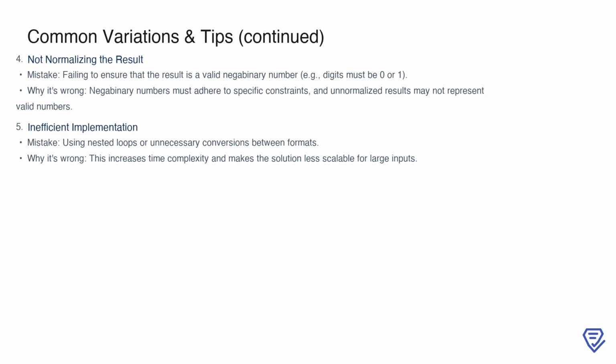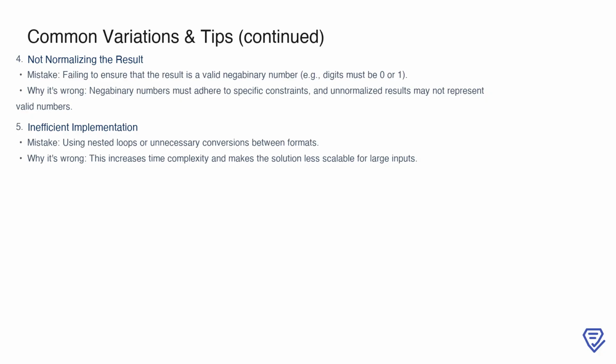Now let's look at two more frequent mistakes. One is failing to normalize the result after performing Negabinary addition. A valid Negabinary number must have digits that are either 0 or 1, so if this constraint isn't enforced, the result might not even represent a proper Negabinary value. For instance, an intermediate result like 201 would need normalization to conform to the rules of the system.